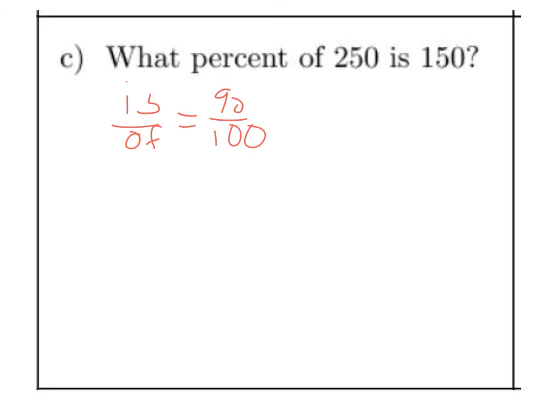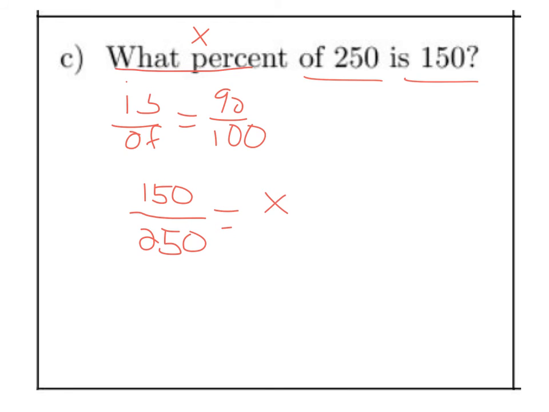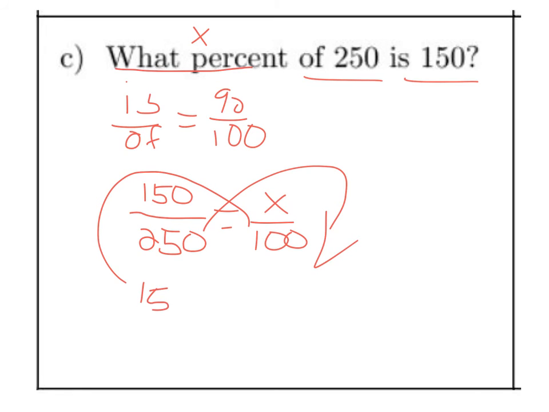Now we're asking ourselves what percent, which we don't know, but we know the percent is always in the x, and of 250 and is 150. So 150 is 250, and the percent, well, we don't know what that is. All we know is we're going to have to cross multiply and solve. So we got 150, 2 zeros, equals 250x. And now we have a little equation to solve.